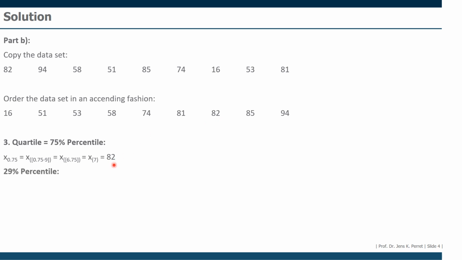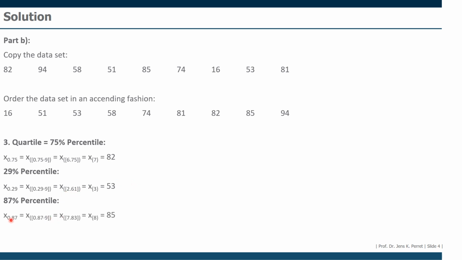Then I continue with the 29% percentile. That's 0.29 times 9, which is 2.61. Rounded up is 3. So this is 52 as the 29% percentile.